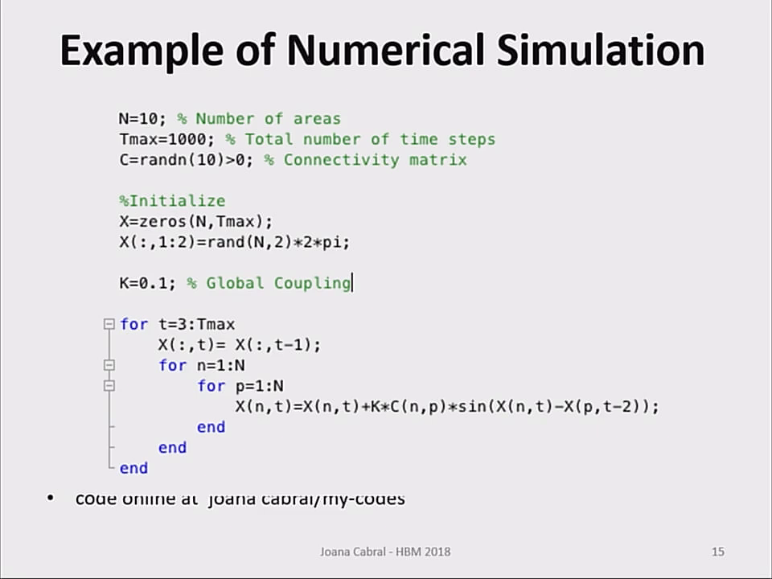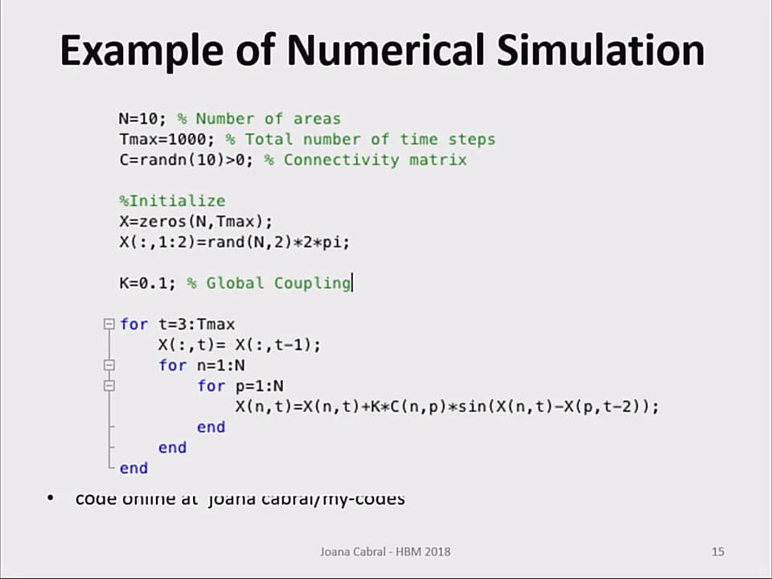Here I just build a small random network with 10 nodes. I define n equal to 10 and the total number of time steps that we will simulate. I define a random connectivity matrix with 10 nodes, with 50% connectivity. Then I initialize x with all zeros, so we have 10 nodes over 1,000 points. We want to simulate the time series coming from the structural connectome.